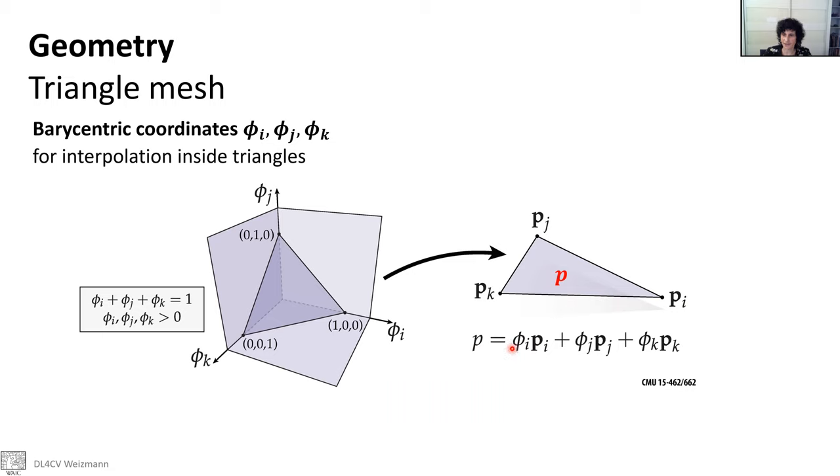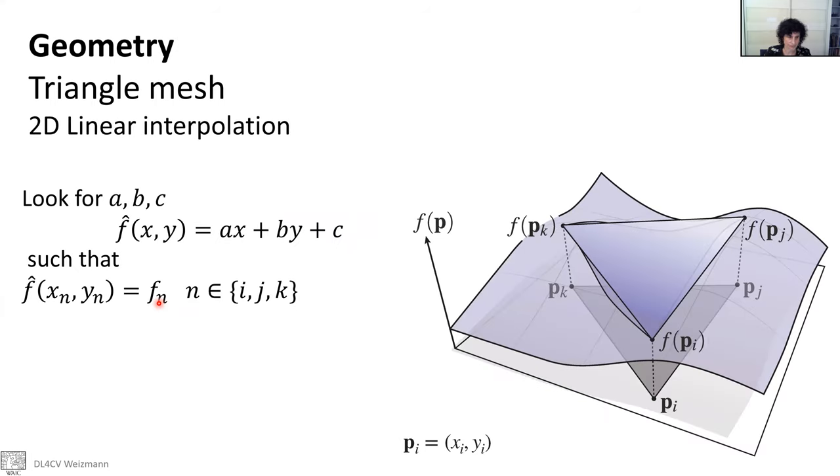This weighted linear combination is called the barycentric coordinate. These phi I, phi J, phi K are called barycentric coordinates. And actually, they are non-negative, and they sum to one, okay? If you're familiar with the convex combination, this is the same idea, okay? Where does this barycentric coordinate come from, and why is it useful? So let's try to understand.